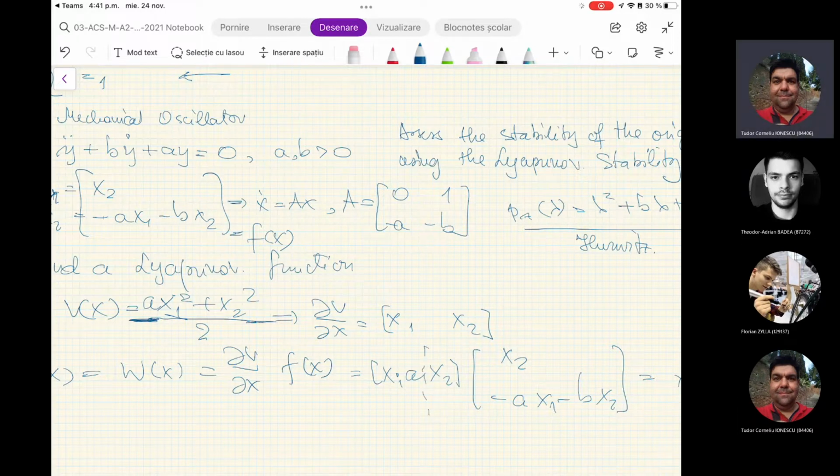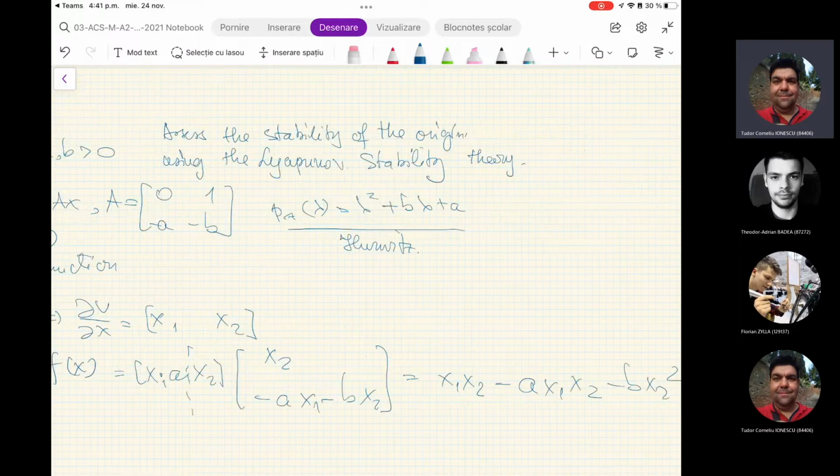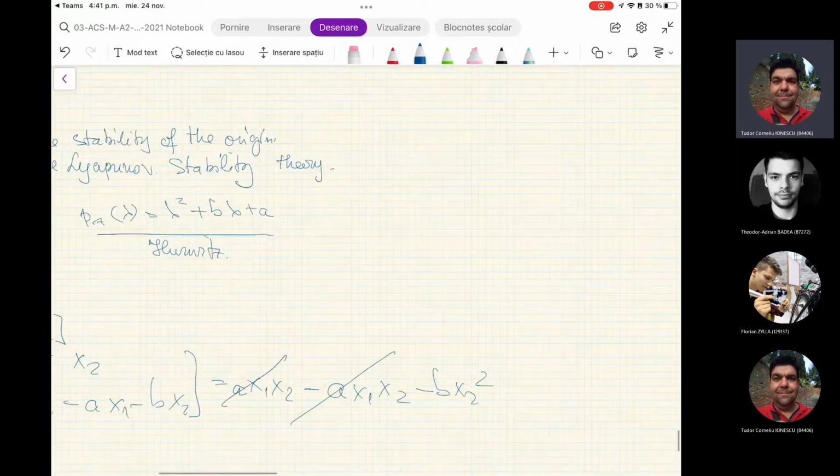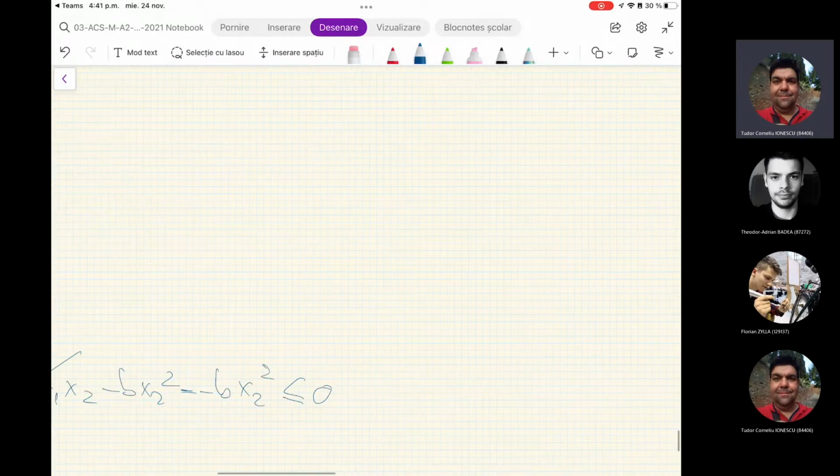So I'm taking it like this. Here I get a x1 x2 minus a x1 x2, so these cancel each other. So this is minus b x2 squared, which is negative semi-definite for all x2. Sorry, for all x2.